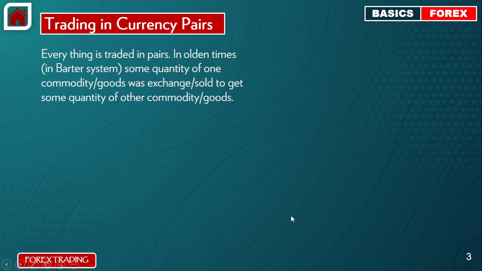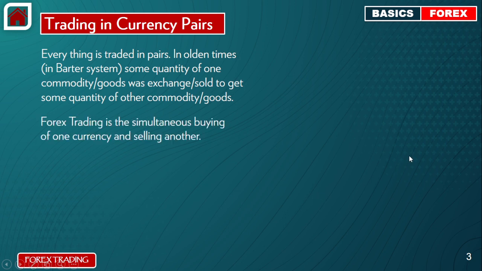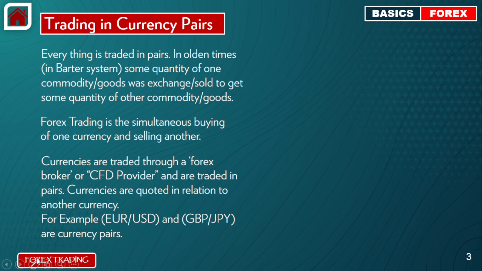So what is a currency pair? We know that everything is traded in pairs. Like in ancient times, there was this barter system where we would exchange one quantity of some commodity or goods, and then we would get in return some other quantity. So we exchange one thing with another. For traders in forex trading, it is the simultaneous buying of one currency and selling of another, because it's all based on currencies. And currencies are traded through a forex broker or CFD provider, in pairs.